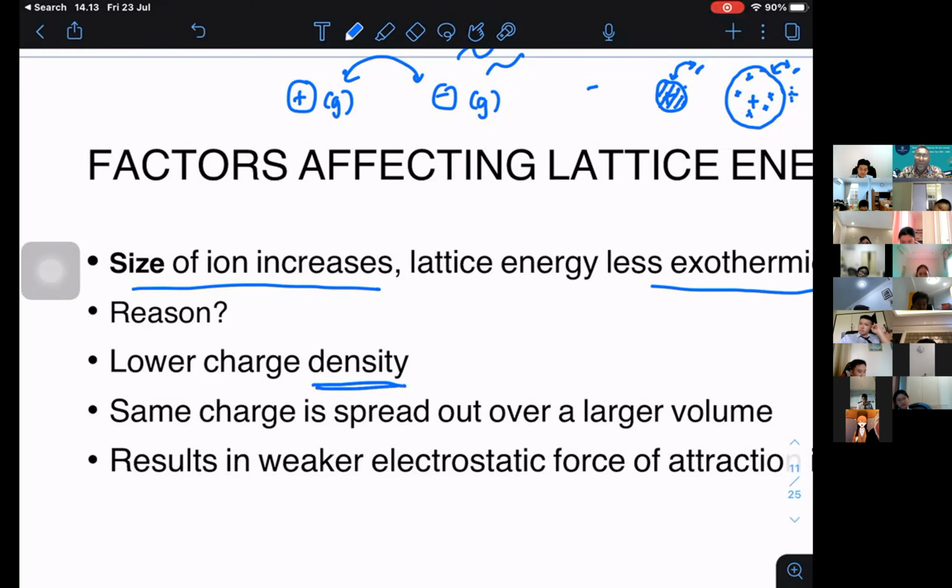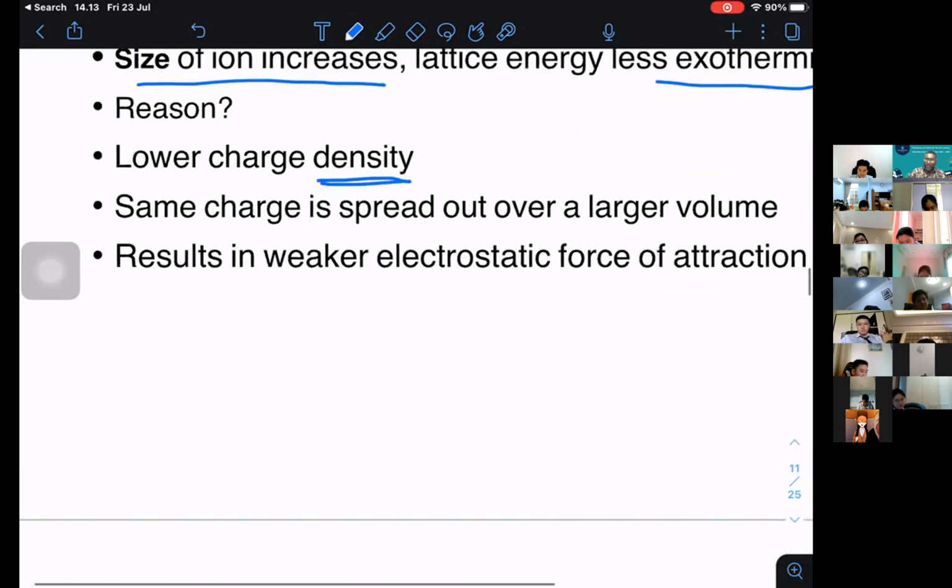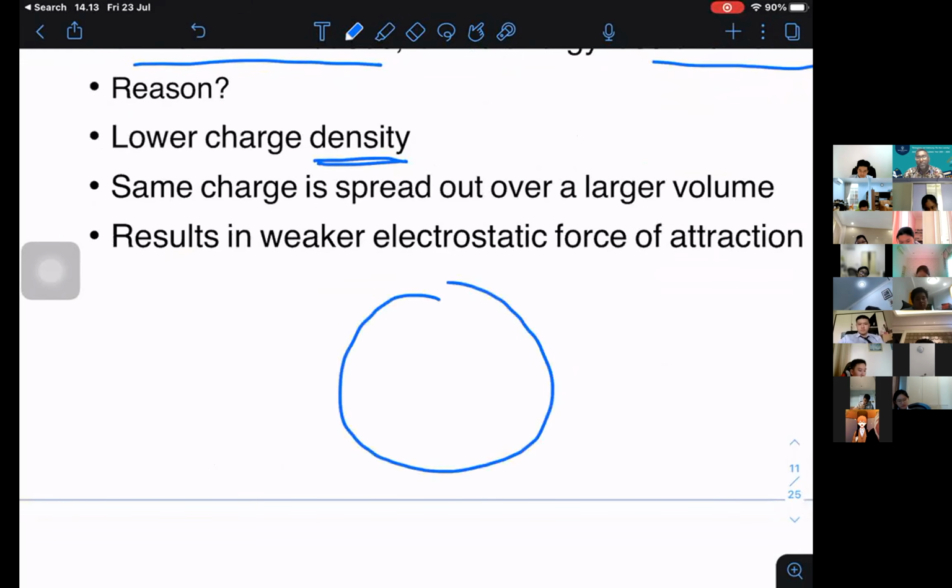Most of the time, the volume of any atom is going to be difficult to identify. So you just say volume is directly proportional to radius. Assuming the atom is a sphere, sometimes charge density is also charge over radius. So if you have a bigger atom, the charge density is lower. Why? Because it is charge divided by a bigger volume. Something divided by something bigger gives you a smaller value, so the charge density is lower.